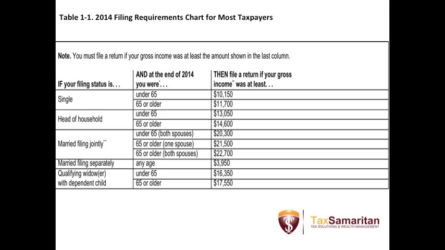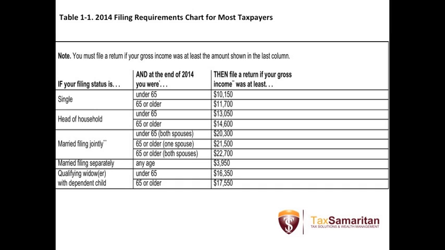On this slide, you can see the 2014 filing requirements chart that applies for most taxpayers. It lists the filing threshold amount for gross income based on filing status and age. Using the chart, if you are married filing jointly and both spouses are under age 65, then a return would need to be filed in 2014 if your gross income was at least $20,300. In other words, $20,300 or more.